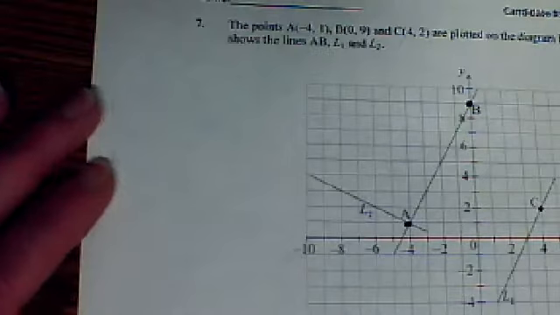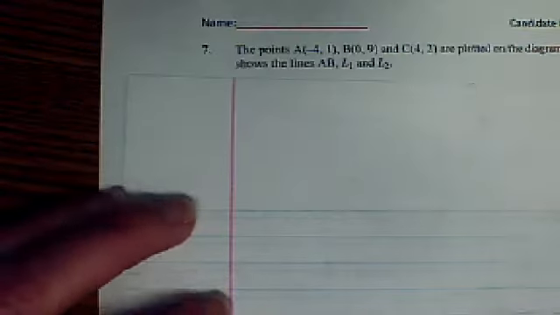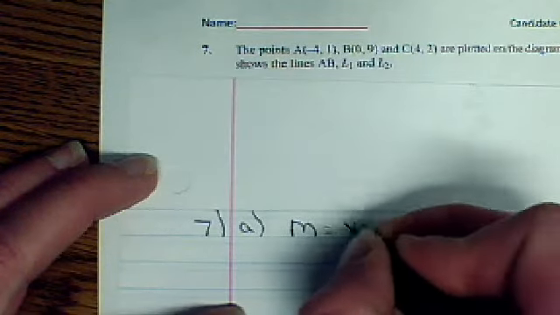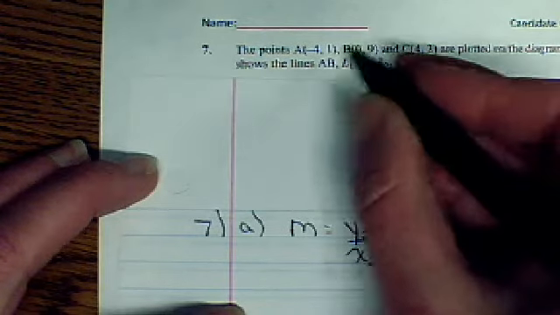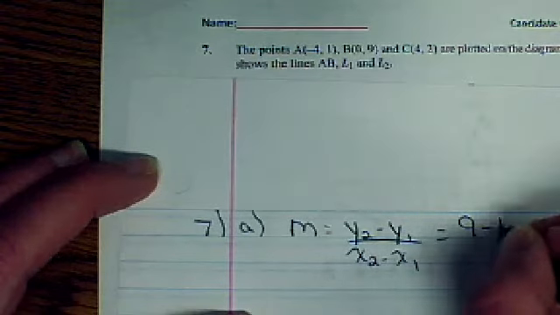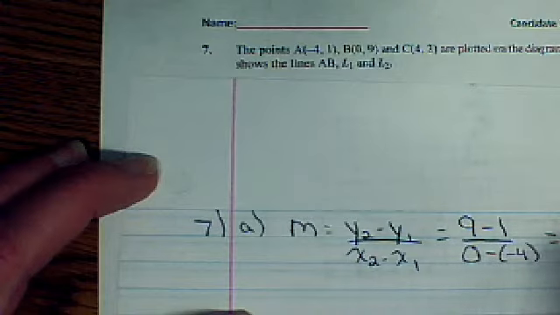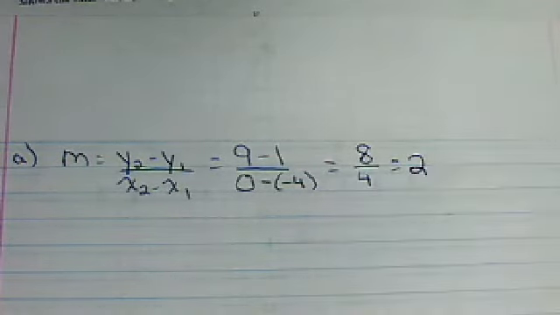I think y'all got the idea of how you would write out everything, but I'm going to go ahead and do it again. Gradient of AB. So on part A, this is 7A. Gradient is y2 minus y1 over x2 minus x1. 9 minus 1 over 0 minus a negative 4. So 9 minus 1 gives us 8. And then we end up with a positive 4 on the bottom. So our slope is 2.